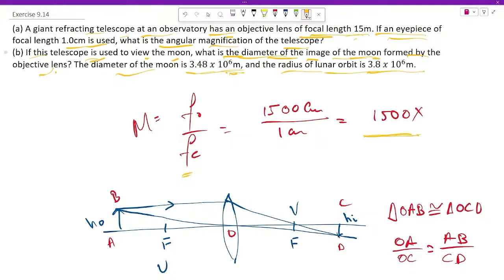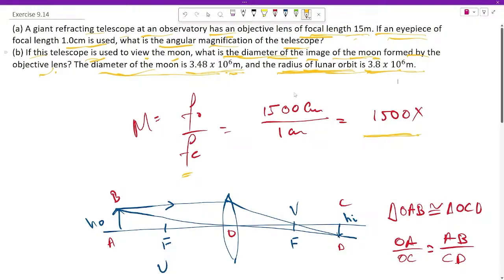Now the second question is asking what would be the diameter of the image of the moon, given the diameter of the actual moon and the distance of the moon from the Earth, that is the lunar orbit, or the orbit in which the moon rotates around the earth. That is 3.8 into 10 to the power 6 meter.